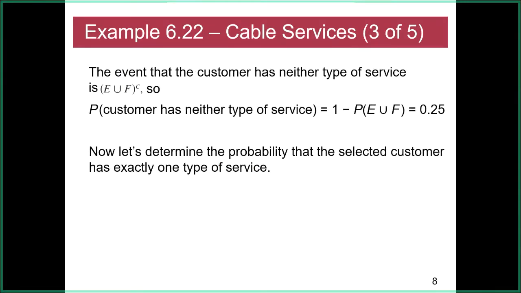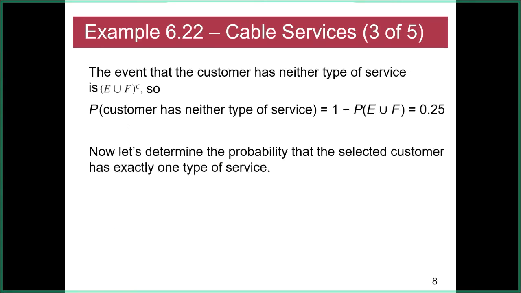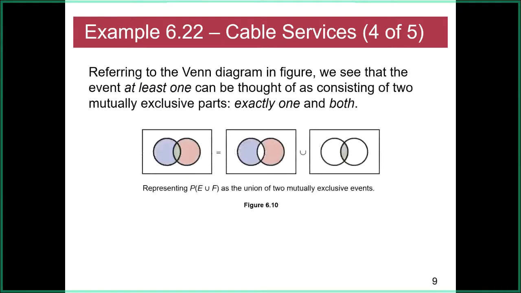The event that the customer has neither type of service would be the complement of that. This is that they have one of the two services or more. So 0.75 is the probability to have at least one service, phone or internet. The probability they have neither is the complement. So 1 minus the 0.25, 1 minus the 0.75, I should say, which is going to give us 0.25. Again, these are the Venn diagrams that go with that.